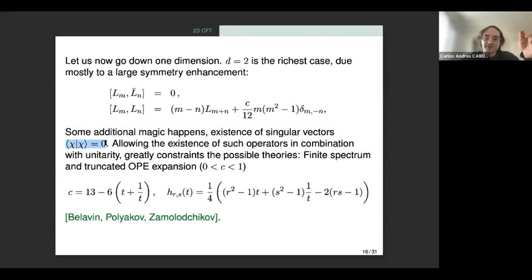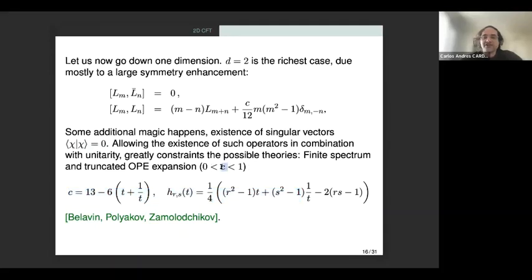In 2 dimensions, we have null vectors. We have operators in the spectrum of conformal field theories that have null norm, and they have important consequences. When you impose unitarity and you believe that these operators can exist, you don't want to throw them away, you want to keep them. So if you keep those operators and also want to keep unitarity, then that constrains your spectrum.